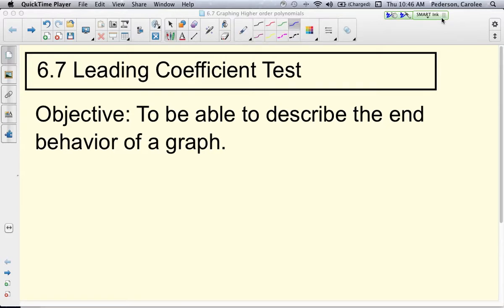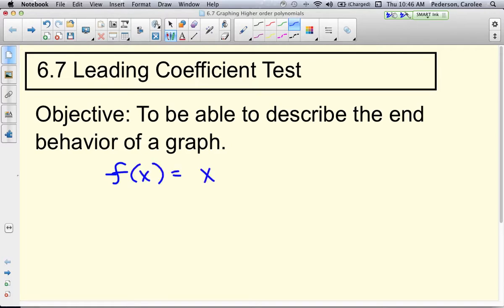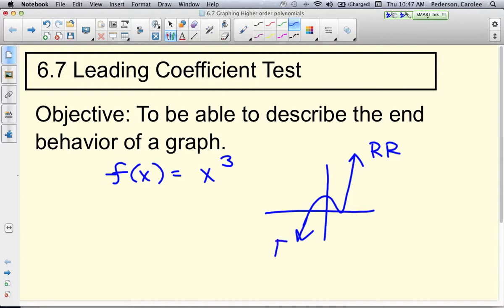So let's say we have a function, f of x equals x cubed. And we want to identify, does this graph end with a snake like this, where the end behavior rises on the right and falls on the left? Or does this graph have a snake shape that looks like this, where it rises on the left and falls on the right?